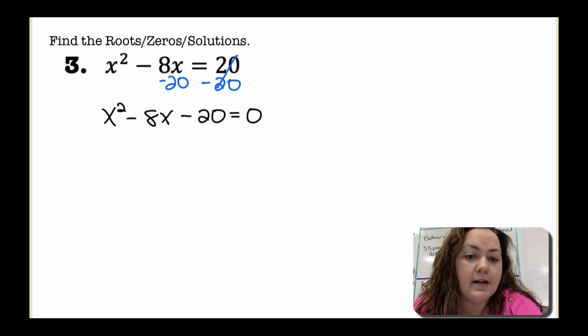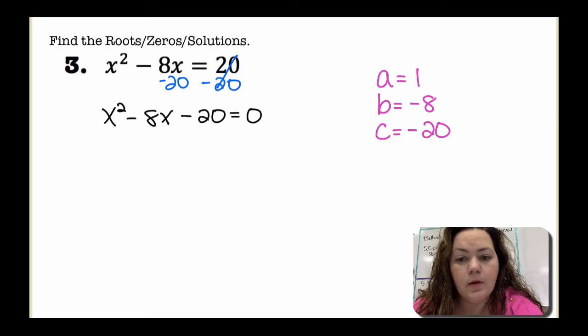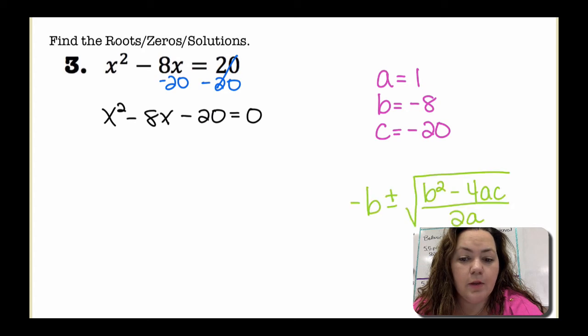So I can pull out a, b, and c. A is the number in front of the x squared, b is the number in front of the x, and c is your constant, the one that doesn't have any letters. All right, so a is 1, b is negative 8, and c is negative 20. I'm going to plug that into the quadratic formula.